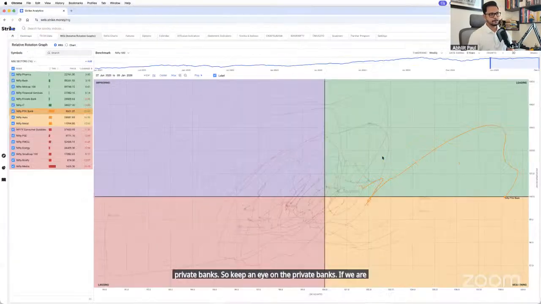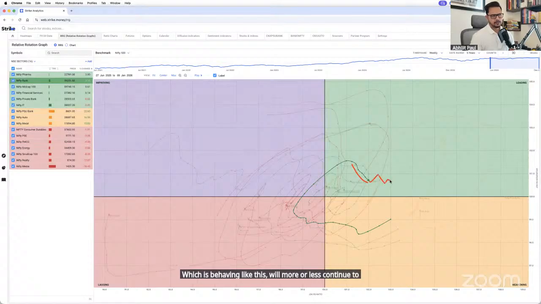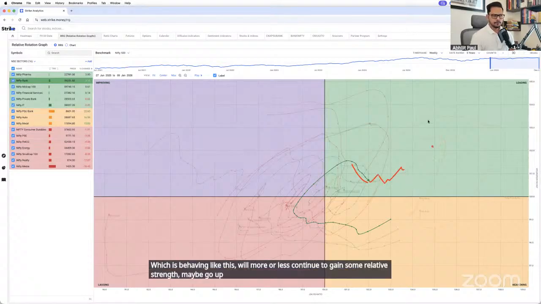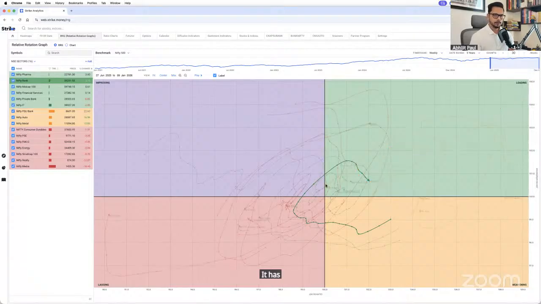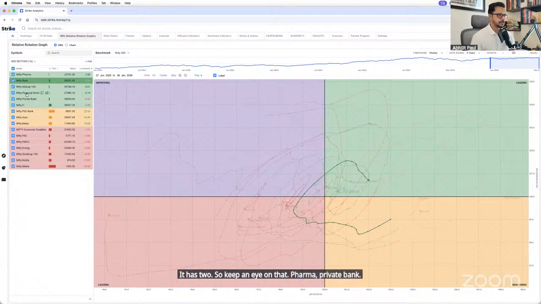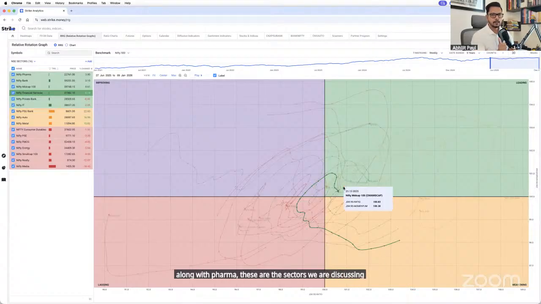If we are expecting that Bank Nifty's RRG, which is behaving like this, will more or less continue to gain some relative strength, maybe go up. If Bank Nifty continues to outperform, be in the leading quadrant or more or less around this area, private banks have to pick up. It has to. So keep an eye on that. Pharma, private bank. Financial services, also more or less the same. So you will keep financials, private banks on the watch list along with pharma. These are the sectors we are discussing wherein if the market goes up, are we getting leadership from them or not?